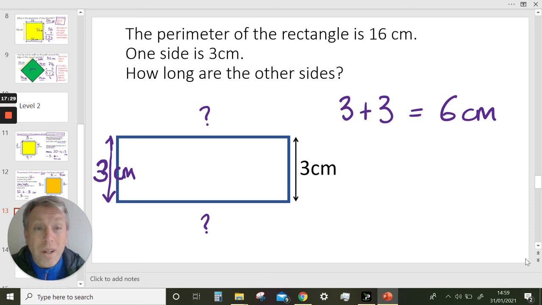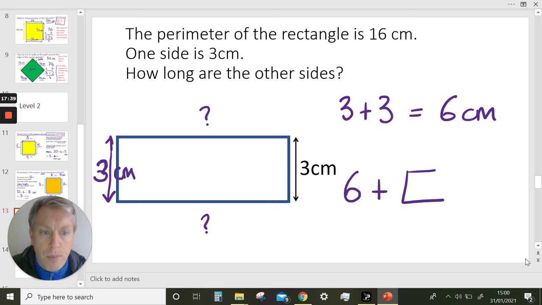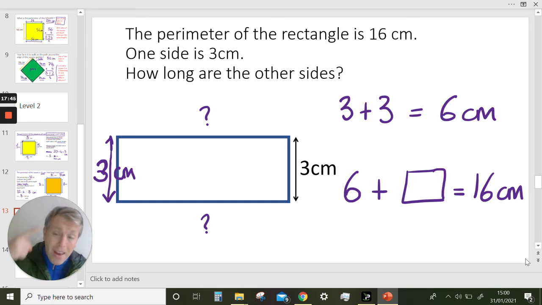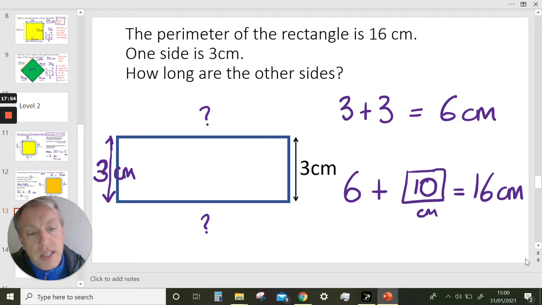And all together, the perimeter is 16, right? So I've got 6 add something makes 16 centimetres. Because altogether the sides must add up to 16. Well, 6 add 10 centimetres. 6 centimetres add 10 centimetres is 16 centimetres.